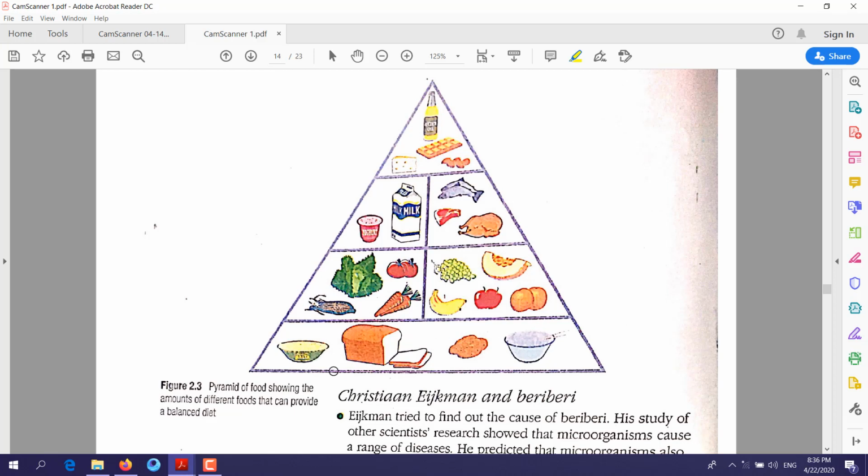These kinds of foods will give us energy. These are sources of carbohydrates, but what are these sources of? These are sources of fat or protein. So that's why your meal should contain carbohydrates more than fat or proteins.